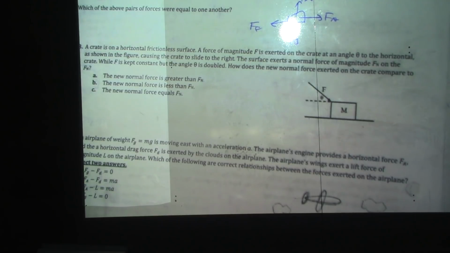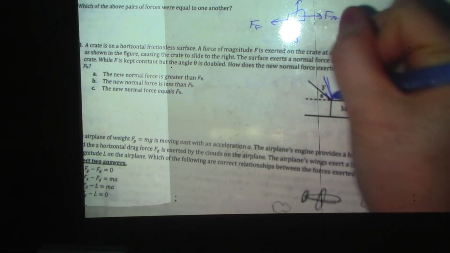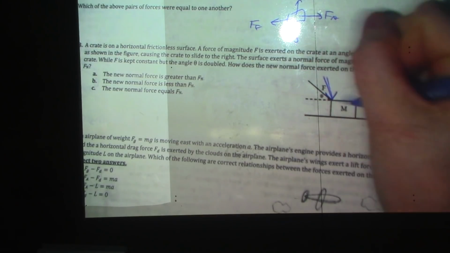Okay, a crate we have here. Basically, we're doubling this angle right here, so it's pushing down more. Because I am pushing down more, that means I would need a greater normal force pushing up, so my new normal force would be greater than the old one.